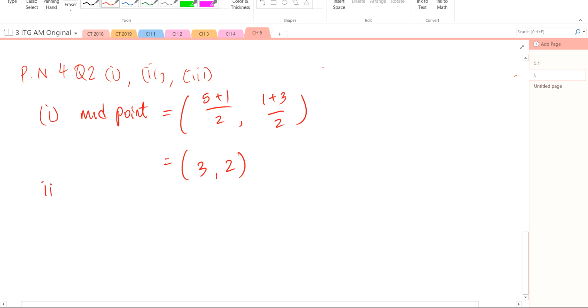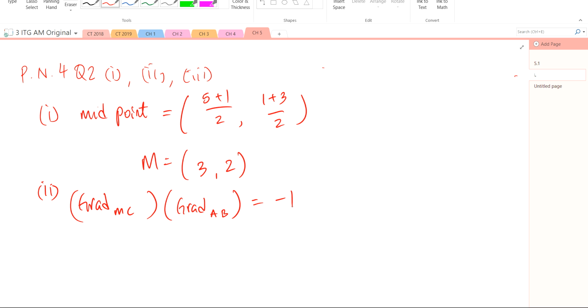Okay, now part 2. So this is the coordinates for M. M equals to this. MC is perpendicular to AB. Gradient MC times gradient AB equals to -1. Correct? That's on the board, right? I put down the 2 more things that we have learned today already. So gradient of MC. This is the coordinates for M. Coordinates for C, we have 2, K. Then for A, 0, 1. B, we've got -1, -2. So let us find the gradient of MC.